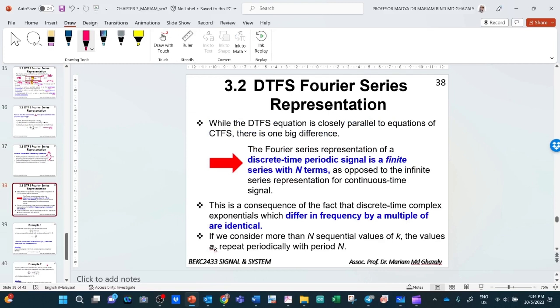So in contrast to the continuous time, there is one big difference between the discrete time and continuous time Fourier series: the Fourier series representation of the discrete time periodic signal is a finite series with N terms. What is meant by N terms? It means that for every N value, for example N equal to 10, N equal to 5, the ak will repeat periodically with period N. The explanation may not be clear, but I will explain it in an example.